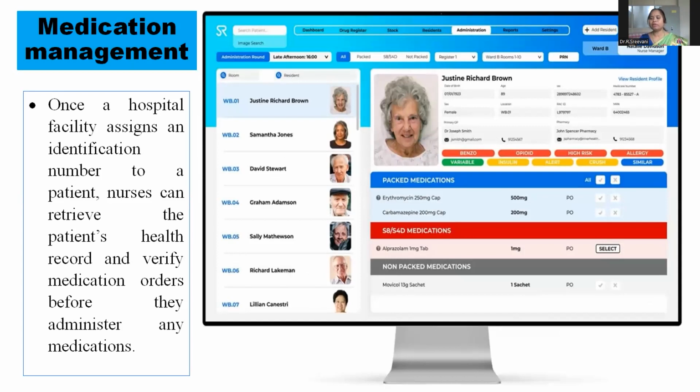On the right side, for the patient to whom you want to administer the medication, when you click on that, you see what all the drugs he is supposed to have. For example, erythromycin, carbamazepine, alprazolam, these drugs are given. Based on that, she will know which dose is pending and what is to be given, and the 5 rights can be maintained by using this type of medication management technology.